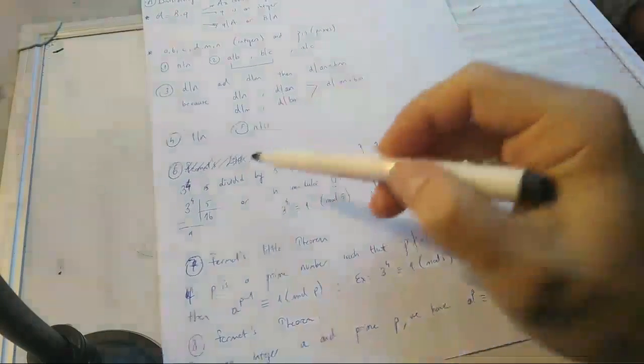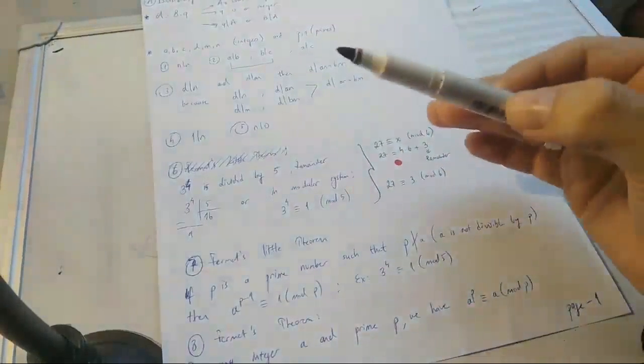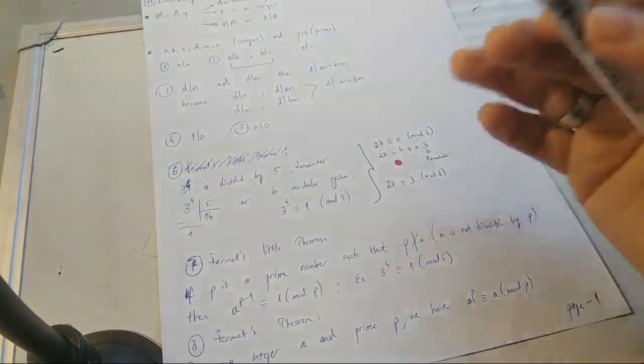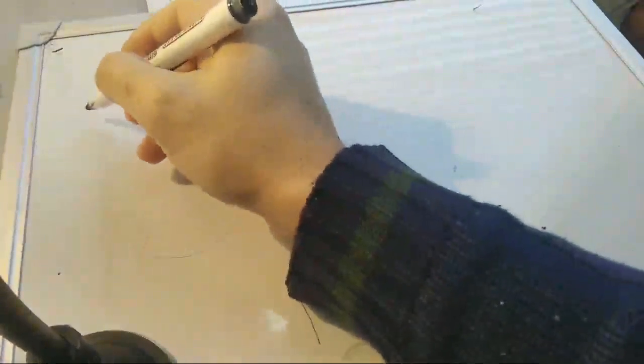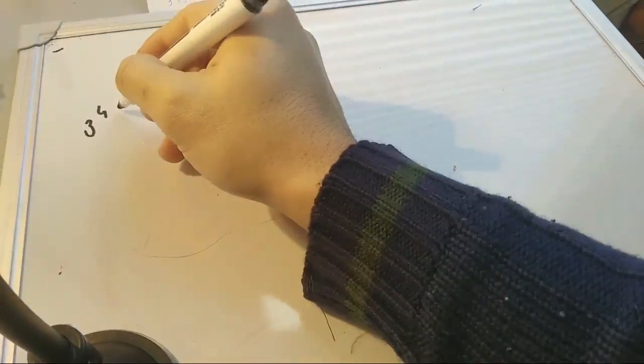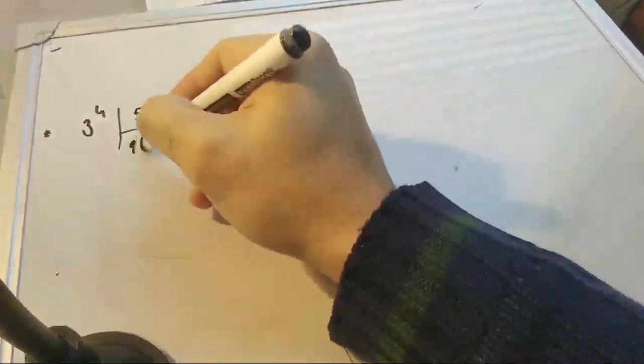In this part, I'm going to show you how to convert the division algorithm to the modular arithmetic system and how to use it. I will start first with the division algorithm. 3 to the power of 4 is divided by 5. 5 goes into 3 to the power of 4, 16 times. And here 1 is left over.